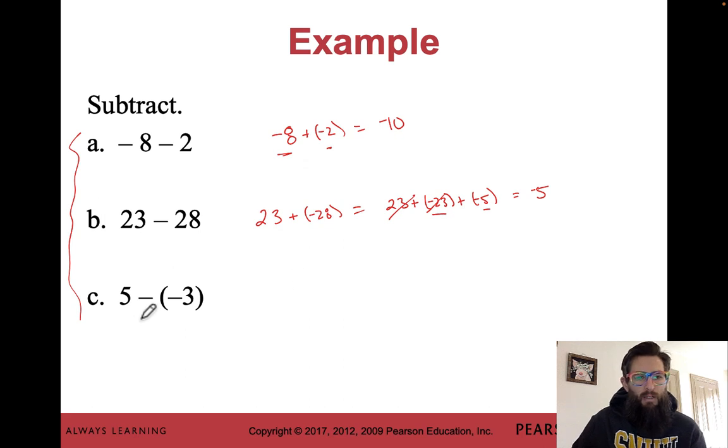And then here we're subtracting a negative, which ends up giving 5 plus 3, which is going to be equal to 8. So anytime we're subtracting, we can turn it into the addition of the opposite value. So plus -2, plus -8, plus 3.